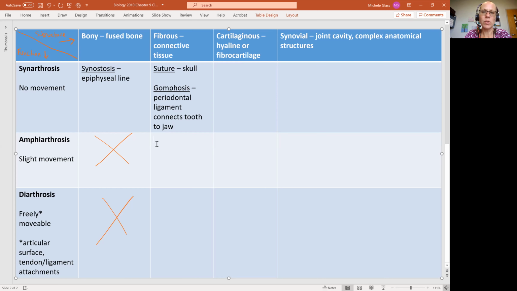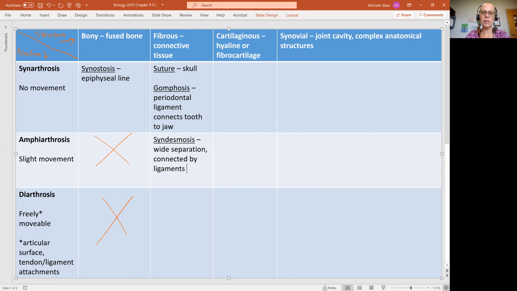Our next fibrous joint is going to be classified as Amphiarthrosis. Remember, Amphiarthrosis means allow for some movement. And so this type of joint here is called a syndesmosis. Now, a syndesmosis joint is going to have a wide separation between the bones, but they're going to be connected by ligaments.